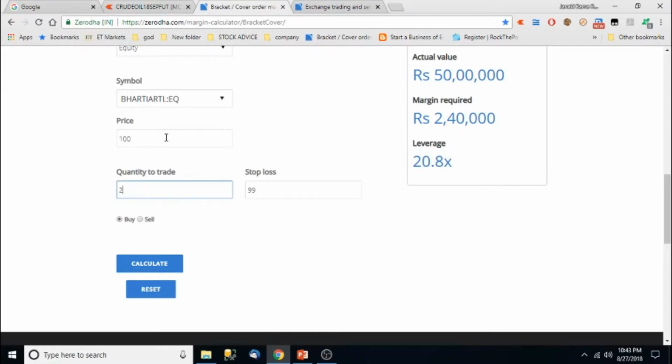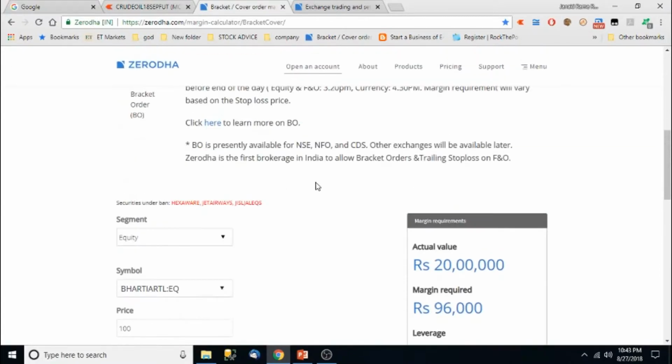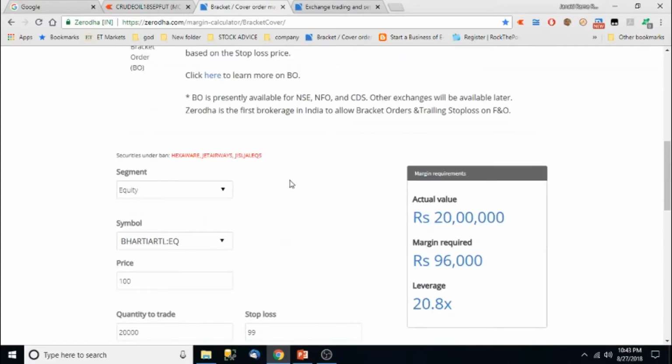Let's say 20,000 shares. For almost the same 1 lakh I am getting around 20,000 shares, which is approximately 6,000 to 7,000 shares more than what we are getting in the equity part.